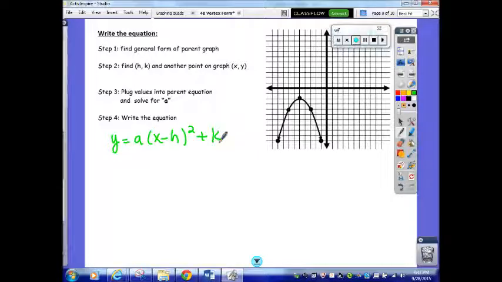So in this case, my vertex, what is it? 1, 2, 3, 4, 5: -5, -2. And then I just need another point on my graph, some other point on my graph. I'm going to use this one. So it's at -3, -4. See where I'm going with this? I'm going to plug everything that I have in and solve for A.